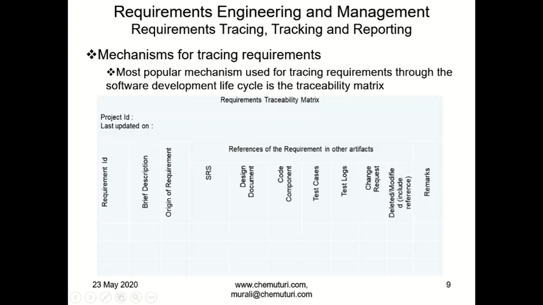The first column is the requirement ID from the established requirements document, then a brief description of the requirement, the origin of the requirement, which stakeholder originated this requirement, and where it is implemented in the SRS, software requirement specification. If you use another term like functional design description or high level document, you use that. And the design document may also be a backlog list, test cases list, or whatever name you may call it.